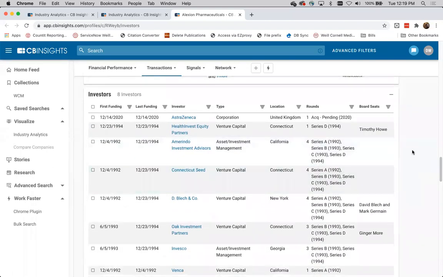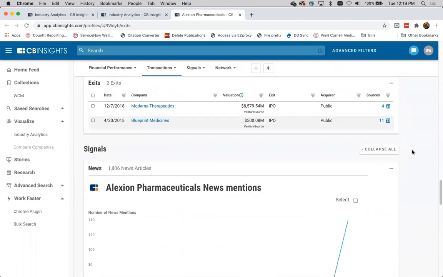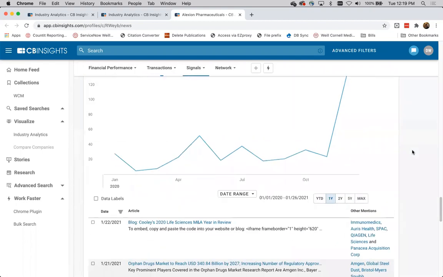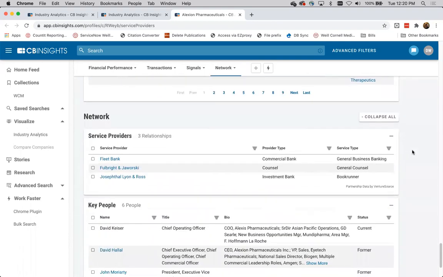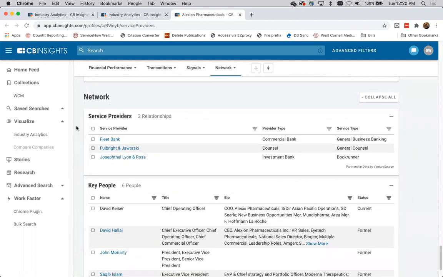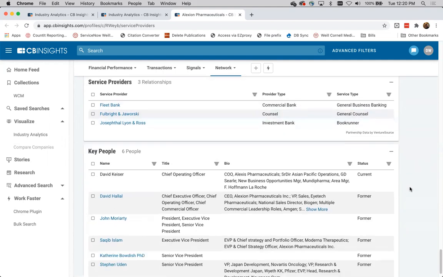Again, information on investors, more specific information about exits. It also gives you a breakdown of all the news articles that it's discovered. And this is something that gets overlooked a lot, I think, when people are using this tool: it gives you what they call network and service providers. So what's really nice about this is if you don't have counsel, you can actually look at similar companies to yours and see who they're using for counsel, what kind of banking services they use. Whatever is available here, they will have that information for you, which is very nice.